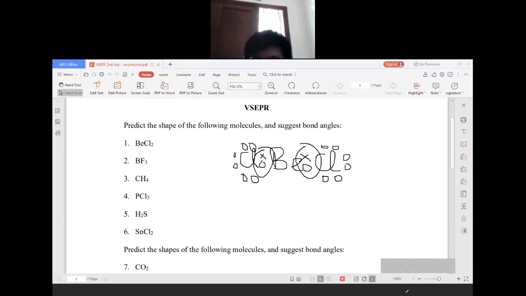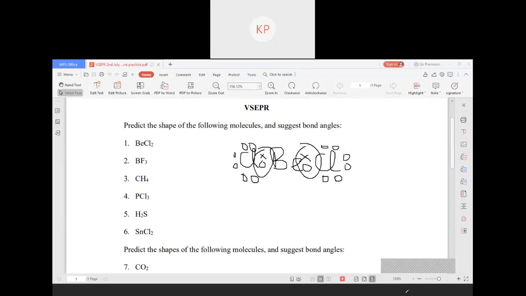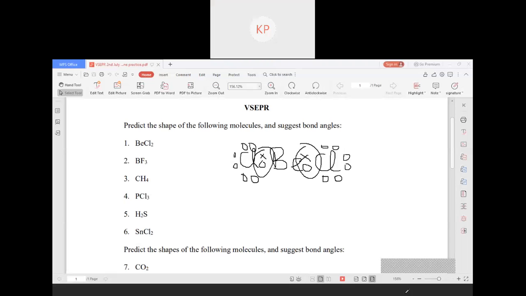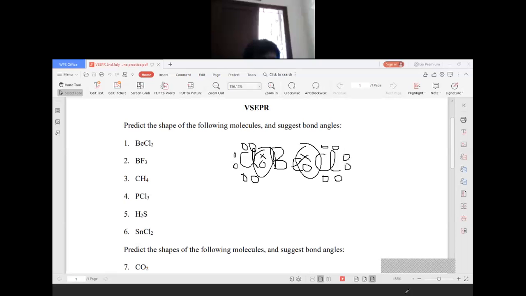How many lone pairs are there? How many electrons are not bonded in boron trifluoride? No, it doesn't have any lone pair, Kevin. So it has only 3 bond pairs without any lone pair. So what is the size of the bond angle?